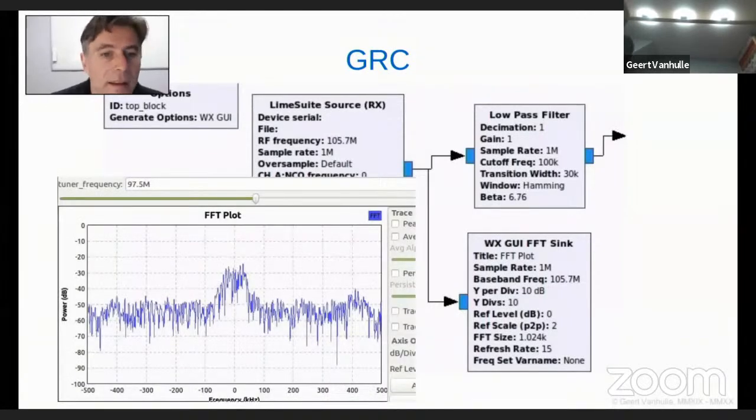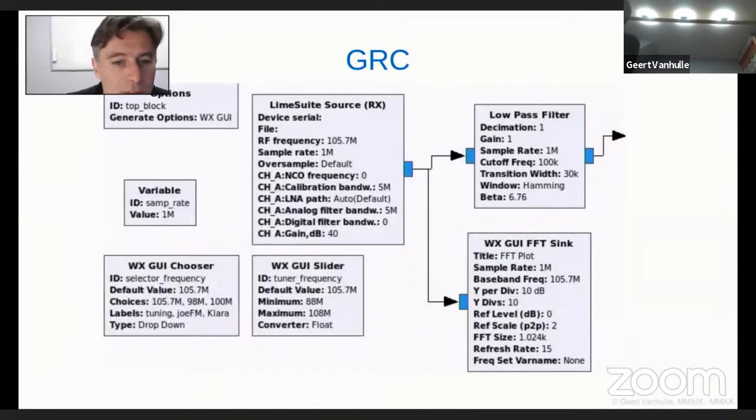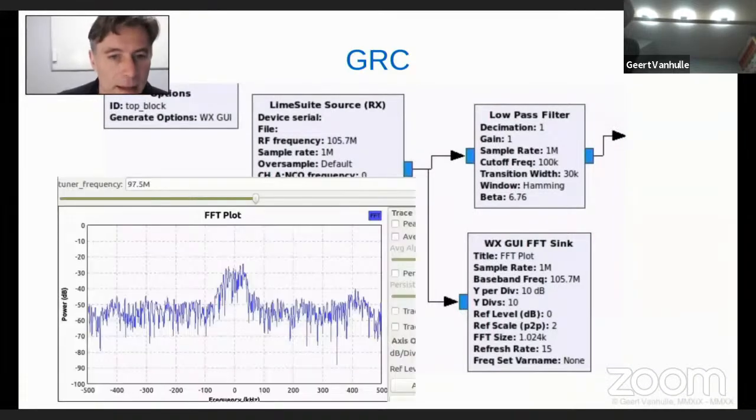So we see above I have the tuner frequency. I will go back. We have the WX GUI slider. These are elements that you can add to the flow graph to change parameters at runtime. So I have a slider here for the frequency with a minimum of 88 megahertz and a maximum of 108 megahertz. And this slider appears when I'm running my flow graph on top of my output display here, and I can take my mouse and move the slider, and this will actually change the tuning frequency.